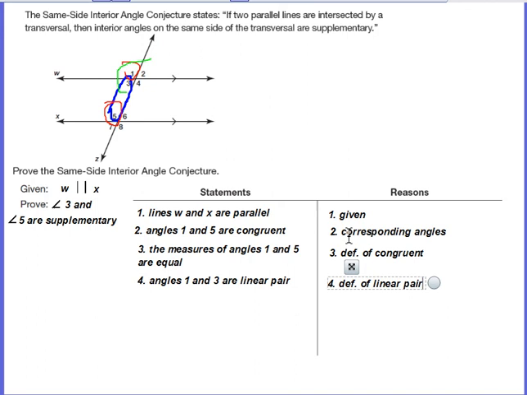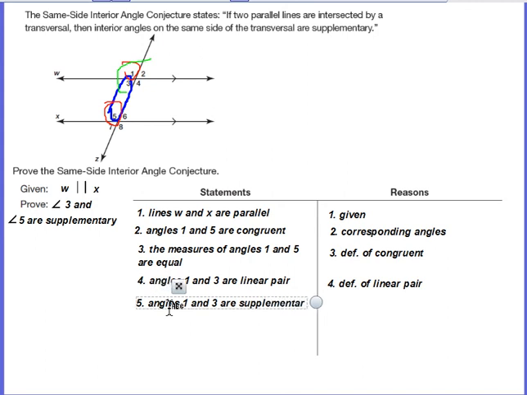And technically, the definition of corresponding angles, or corresponding angles themselves, are congruent because the lines are parallel. So all these reasons relate to each one of these statements. Now, since I know that 1 and 5 are linear pair, I also know by definition that angles 1 and 3 are linear pair. I know also by the definition of linear pair that angles 1 and 3 are also supplementary.